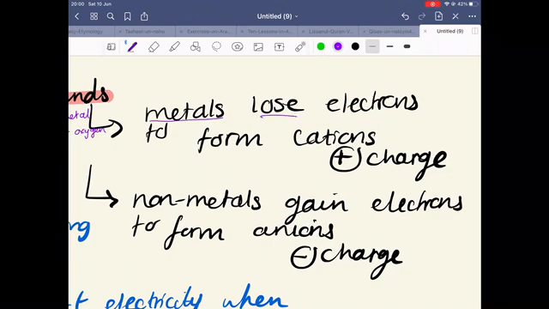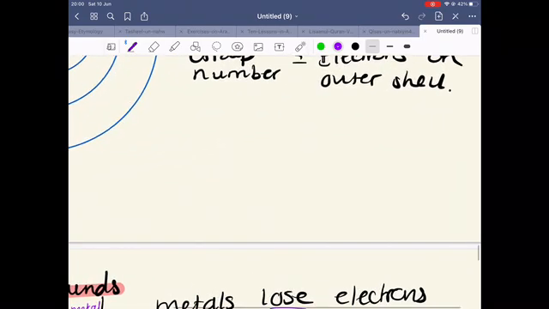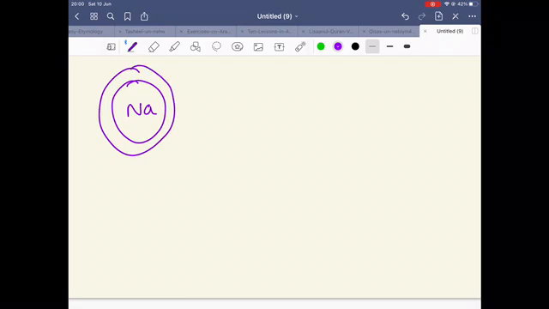Okay, so metals lose electrons to form positive ions. Metals are losers, remember that. Why? Let's have a look at the atomic structure to tell us why. Now, with sodium, it has 3 shells. We know that because it is in row 3. It has 2 electrons on the first shell, 8 electrons on the second shell, and then it has 1 electron on the outer shell. How do I know it has 1? Because it's in group 1.